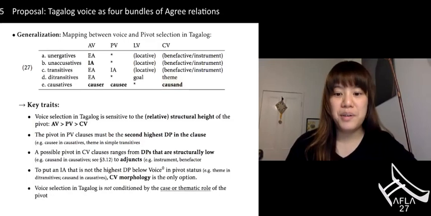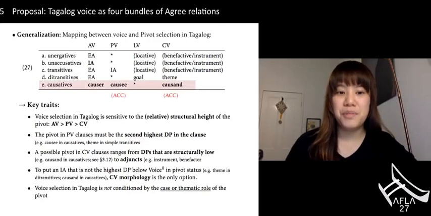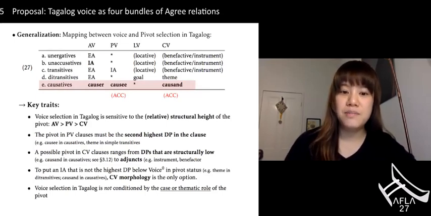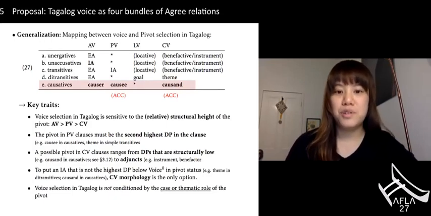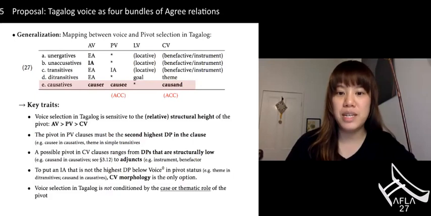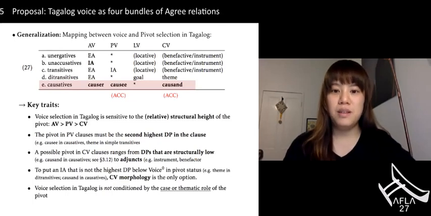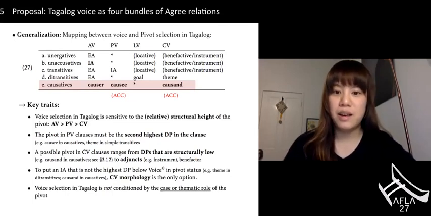And finally, we have seen in the previous discussion that voice selection in Tagalog is actually not conditioned by either the case or the thematic role of the pivot. So importantly, for productive causatives, we have seen that although both the causee and the causer are typical candidates for accusative case, the only possible trigger of PV morphology is the causee and not the causer. So this raises a further question for the case agreement approach, which assumes PV is tied simply to accusative case. But based on this fact from causatives, it looks like it's not that simple.